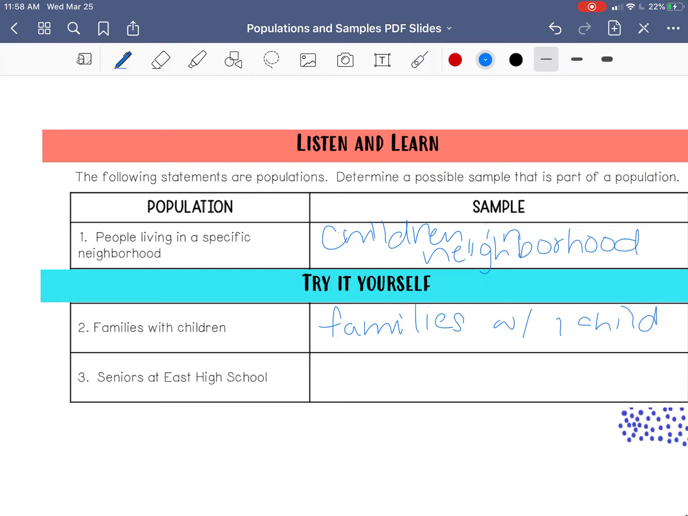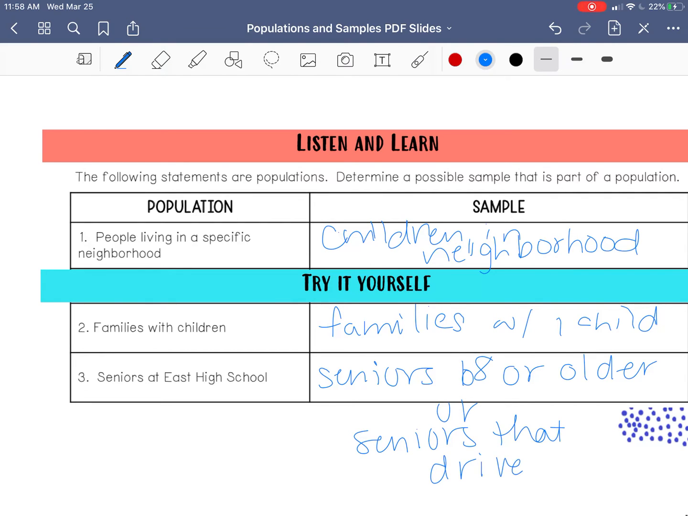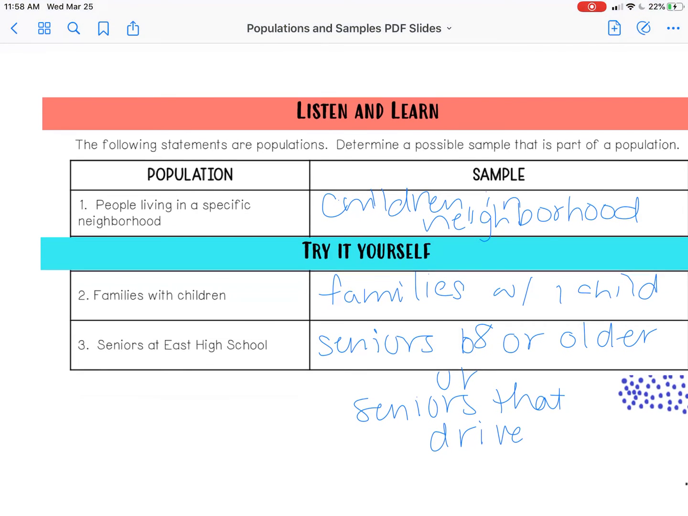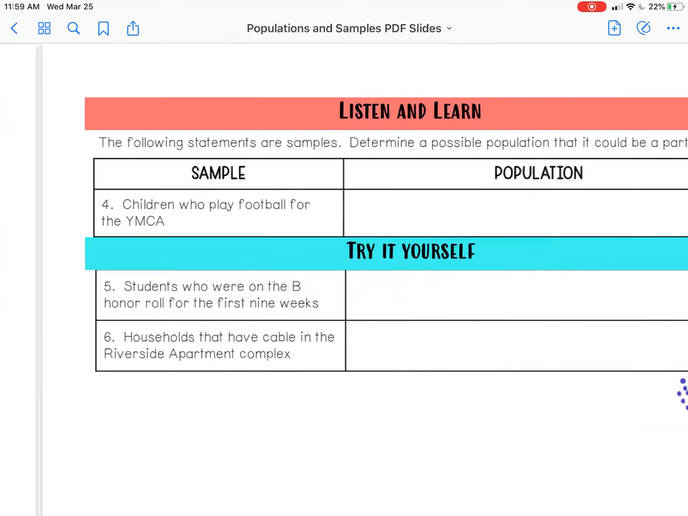If we're looking at a population of all the seniors at East High School, a sampling of those seniors would be seniors that are 18 or older, or seniors that drive, or seniors that don't have a driver's license. But either way, seniors at the high school are the large population, and the smaller subset would be specific seniors at the high school that have a requirement we're looking for.